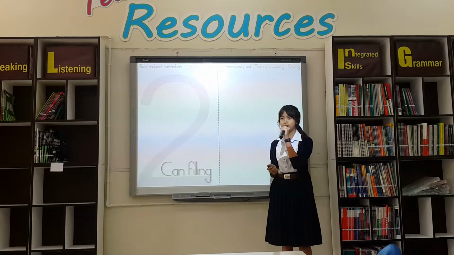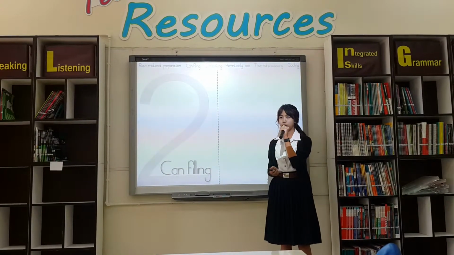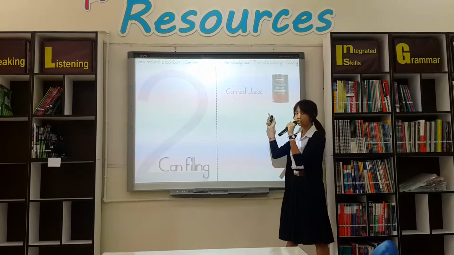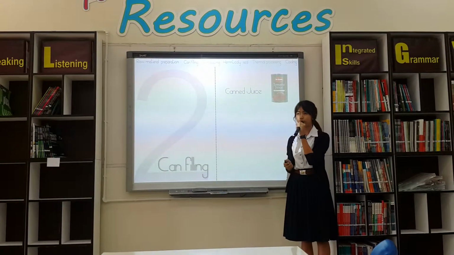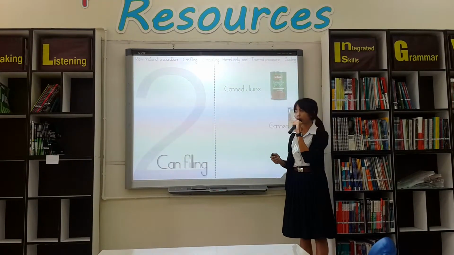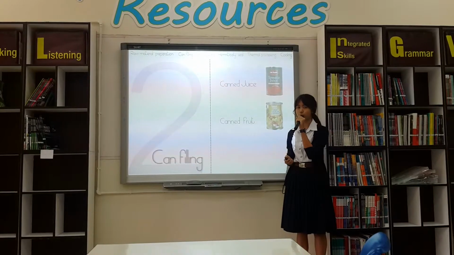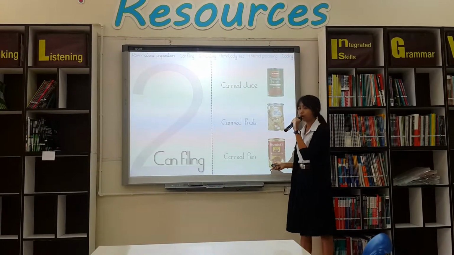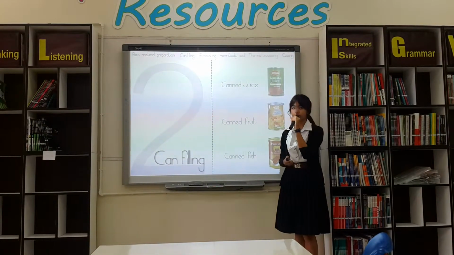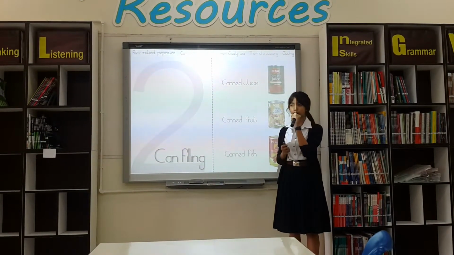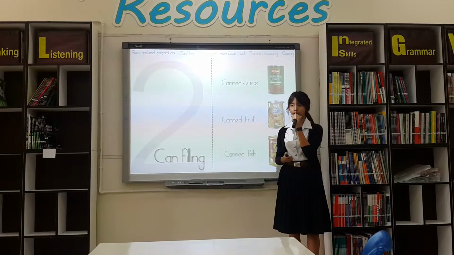The second process is the can filling. The food packed may be a liquid such as canned juice, or may be a solid such as canned fruit, or may be a combination of the two, such as canned fish. In this process, it shouldn't be filled fully because when we apply heat, it will expand.